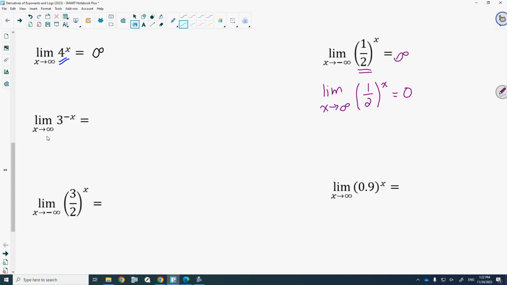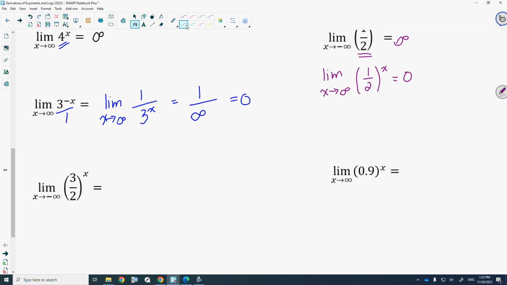Okay, the limit as x approaches infinity of 3 to the power of negative x. So the first thing that we could do is think about exponent laws and make that exponent positive by reciprocating. So this would give us the limit as x approaches infinity of 1 over 3 to the power of x. This is equal to... Now there's two ways we could approach this question. 1 over 3 to the power of, and I'm going to put infinity in here. So that would be 1 over 3 to the power of infinity, which would be infinity. 1 divided by a really big number is 0.